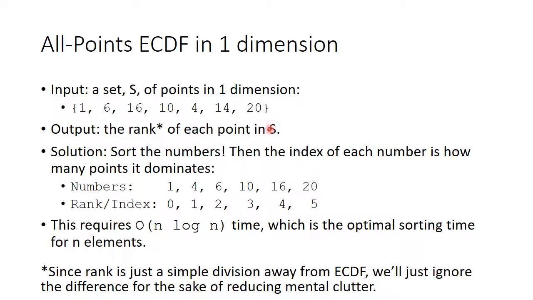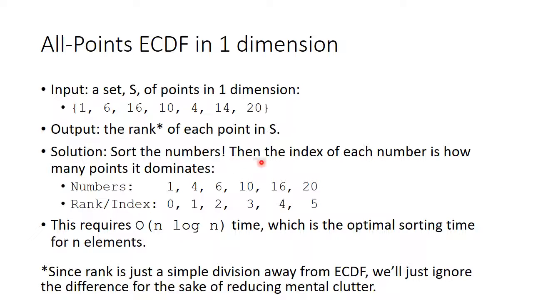So what's our solution? Well, we can just sort the numbers, right? There's only one comparison that needs to be done, and that's the relative value in our single dimension. In order for a point to dominate in one dimension, it only must be greater than any other point in that one dimension.